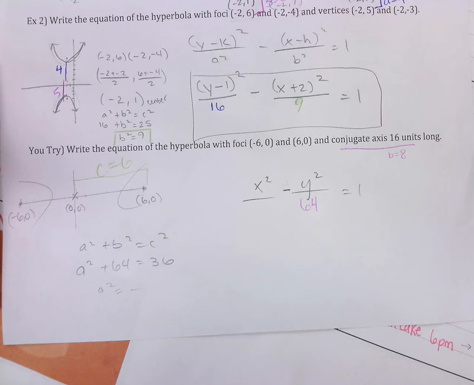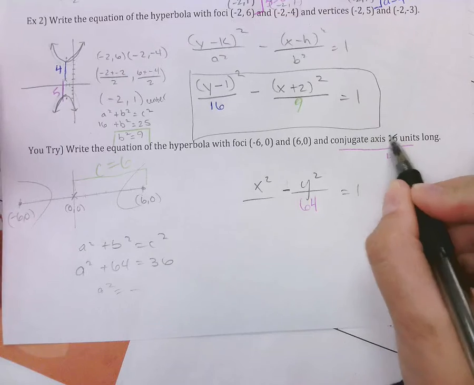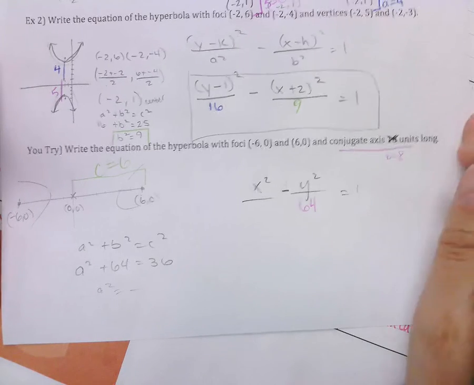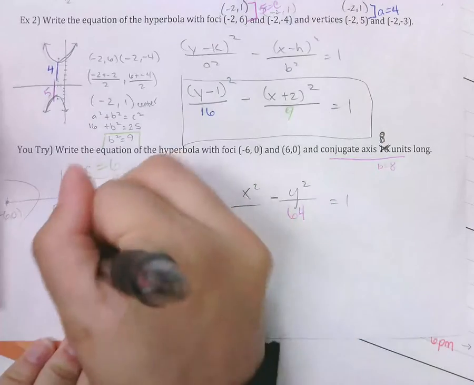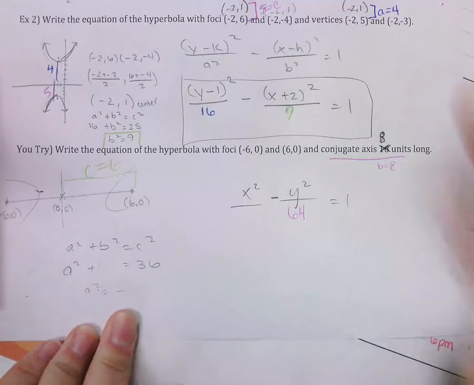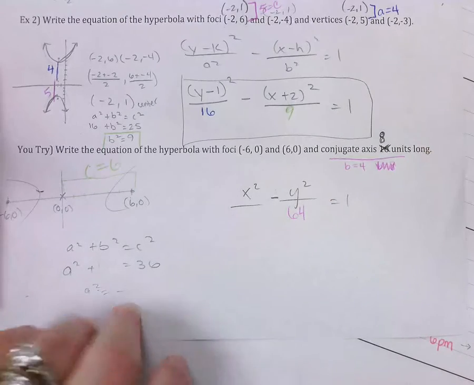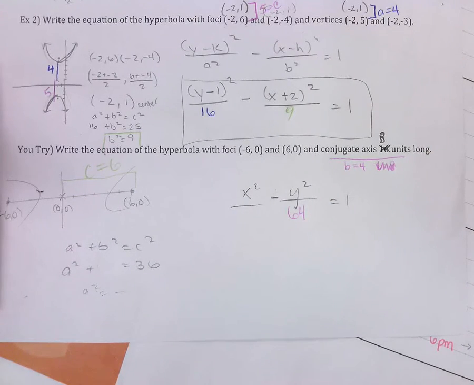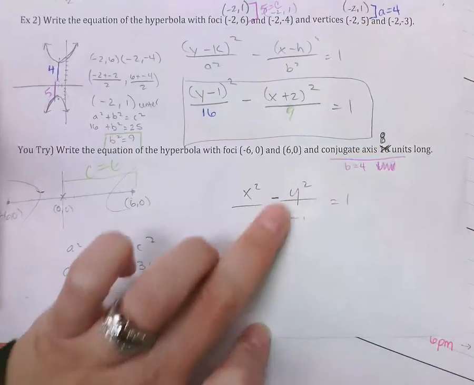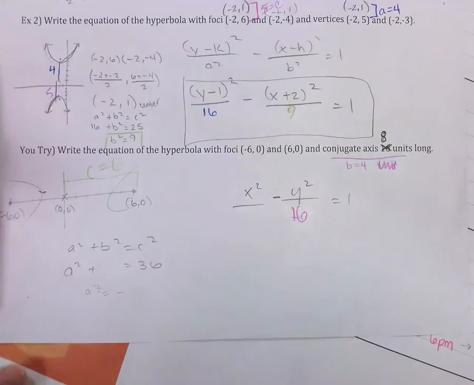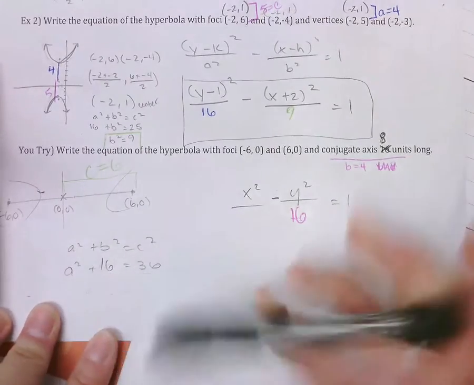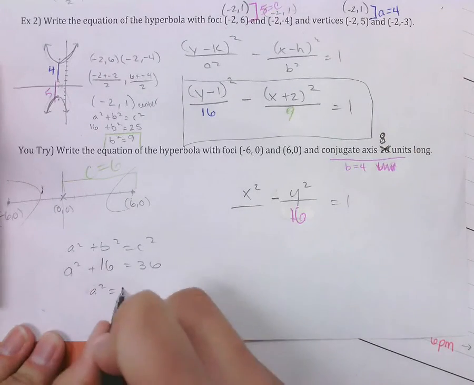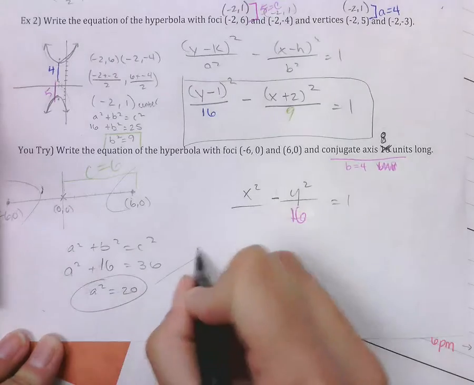So maybe I meant this to be 8 or something. So let's change this to 8 so that this works out. If the conjugate axis is 8, then that would make b 4. So if b is 4, we would have b squared as 16. Let's change that to a 16, and then we can just subtract 16. We won't get a negative number now. So that means a squared is 20. And then we just put that in there, 20.